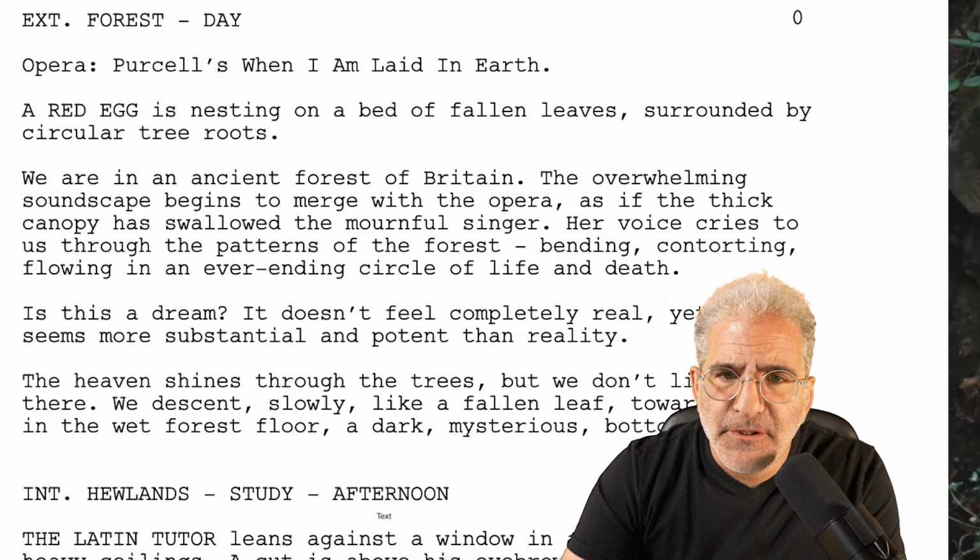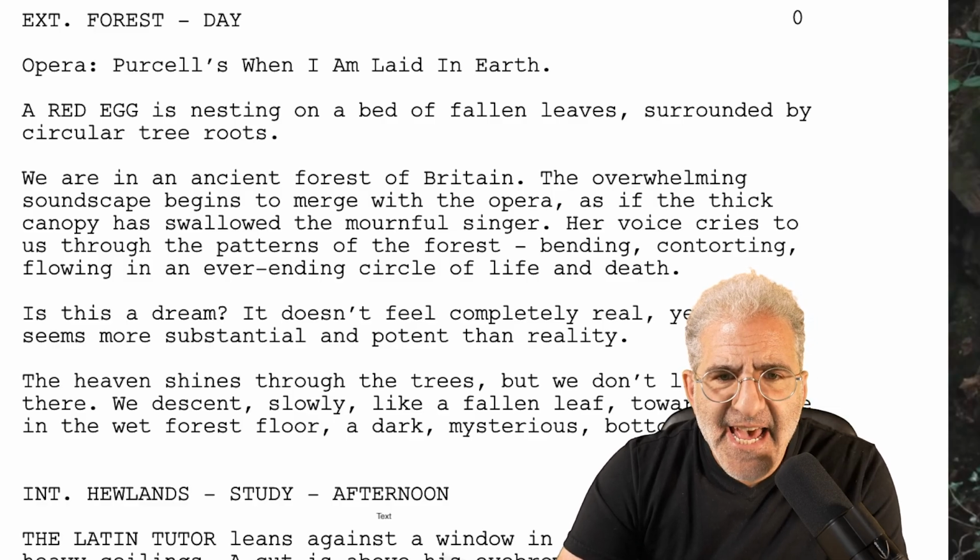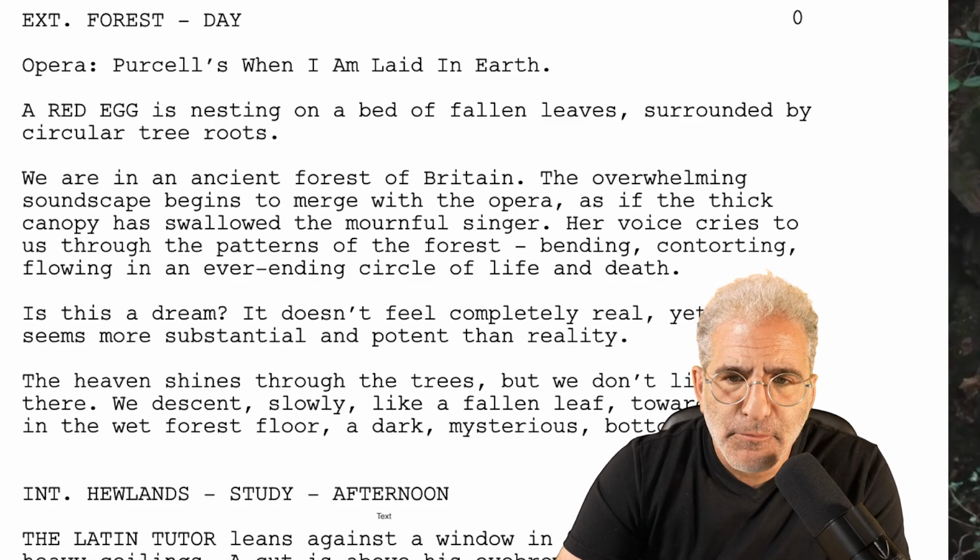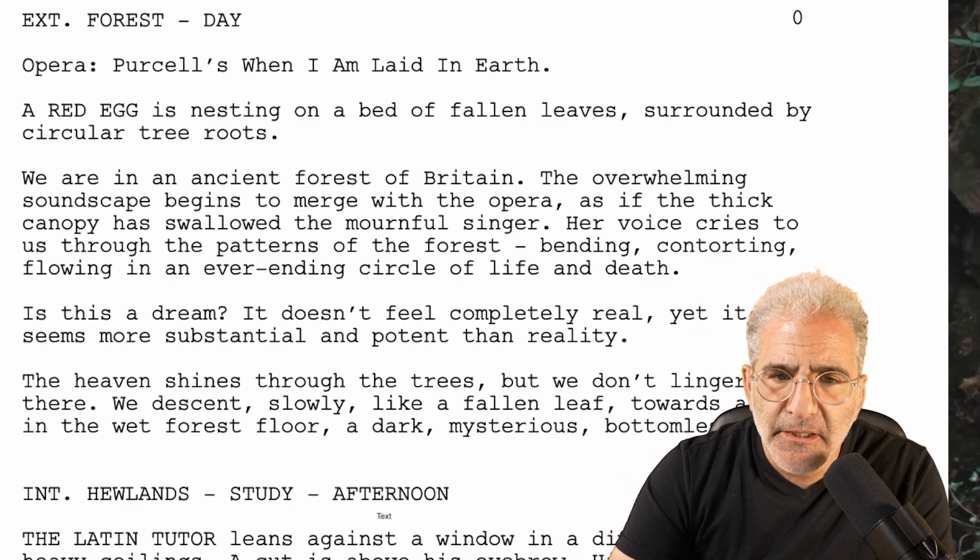Exterior forest day. Opera. Purcell's When I'm Laid in Earth. A red egg is nesting on a bed of fallen leaves, surrounded by circular tree roots. We are in an ancient forest of Britain. The overwhelming soundscape begins to merge with the opera, as if the thick canopy has swallowed the mournful singer. Her voice cries to us through the patterns of the forest, bending, contorting, flowing in an ever-ending circle of life and death. Is this a dream? It doesn't feel completely real, yet it seems more substantial and potent than reality.